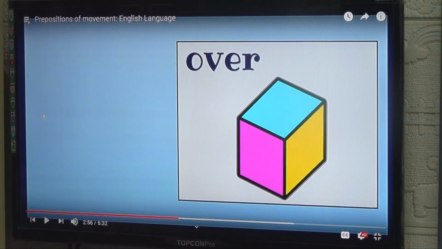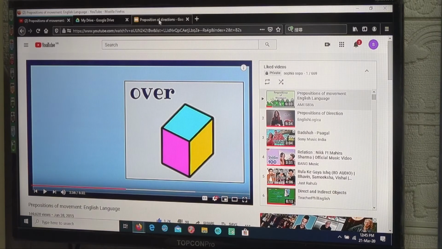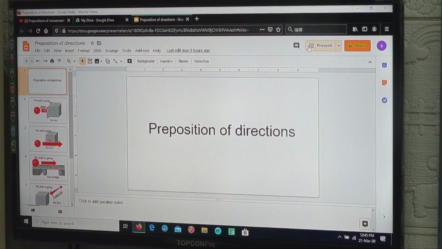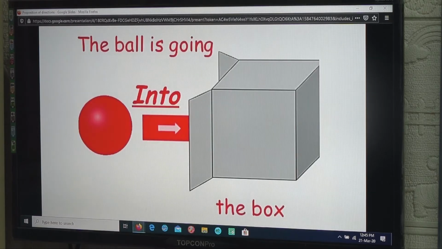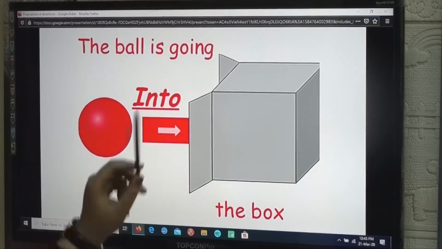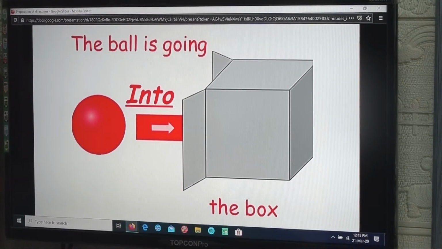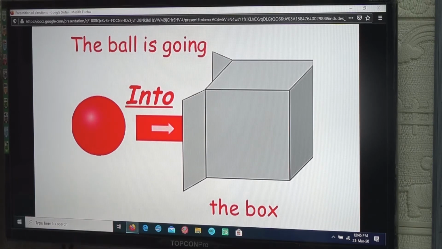I will let you know what the prepositions mean. Alright, let's have a look at these pictures. As you know, today we are going to learn preposition directions, right? So the first one is into. In your book, that's into, right? The ball is going into the box. So basically, the ball is entering the box. That's why we use into. Into means when something enters something.